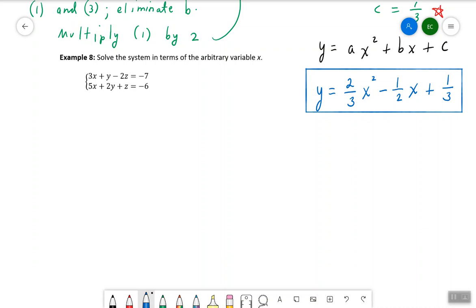So we want to eliminate y or z. So let's just go ahead and, well, let's eliminate z. So we'll multiply the second equation by 2.